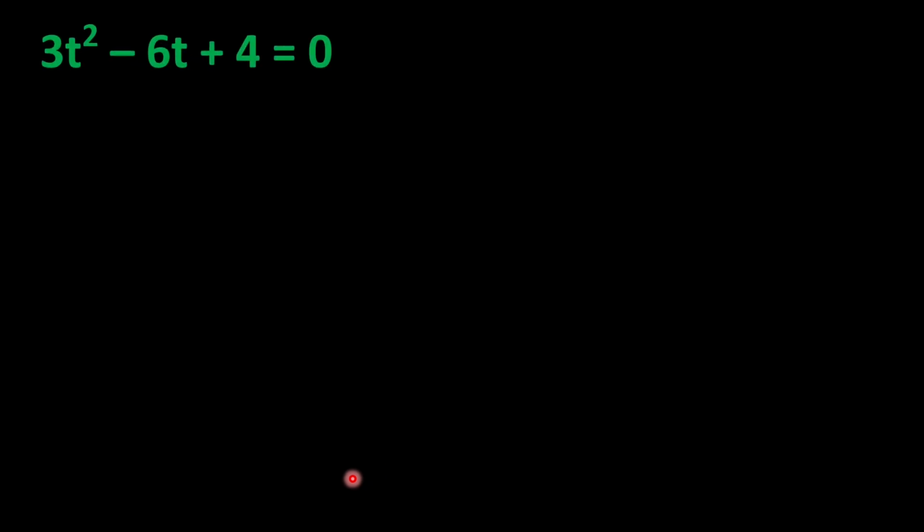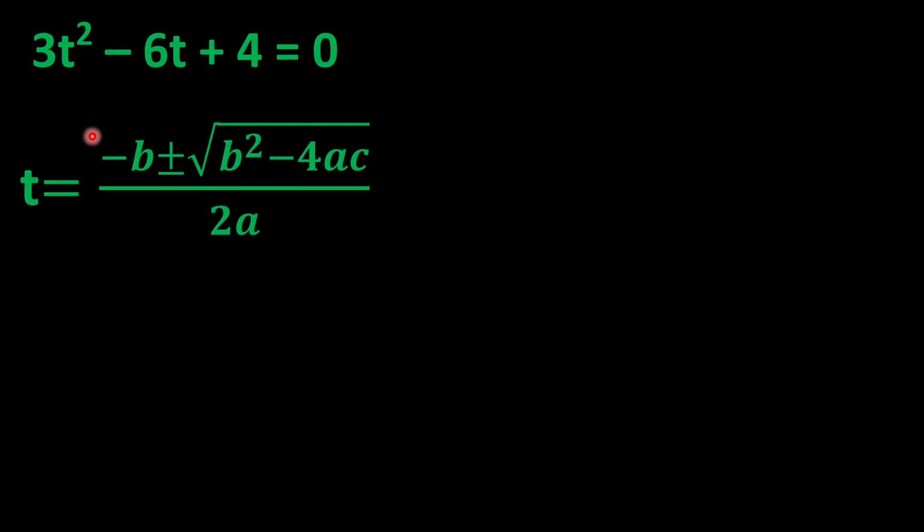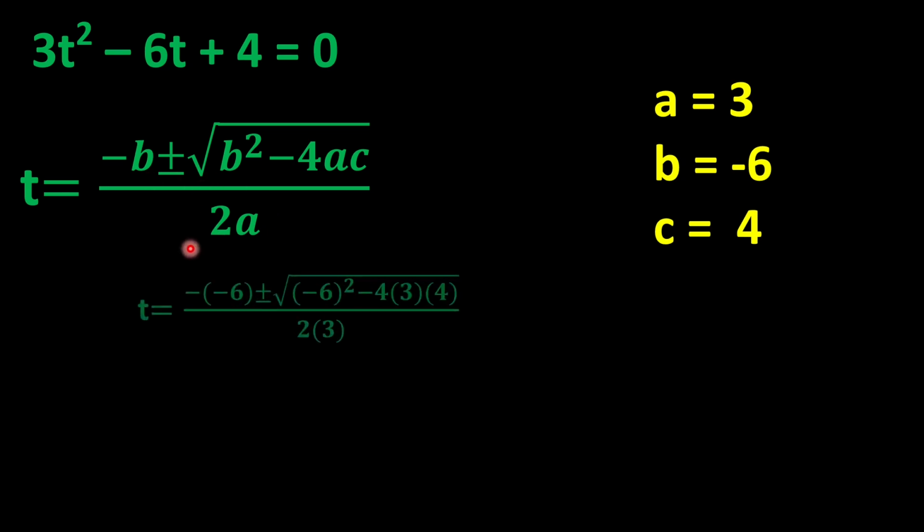Now we have this equation 3t square minus 6t plus 4 equal to 0, which is a quadratic equation basically, and now we will apply the quadratic formula on this equation. According to the quadratic formula, t equal to minus b plus minus under root b square minus 4ac divided by 2a. So here we have a equal to 3, b equal to minus 6, and c equal to 4, like this.